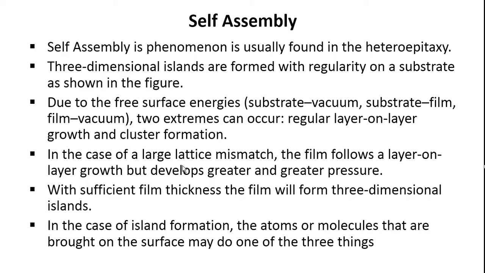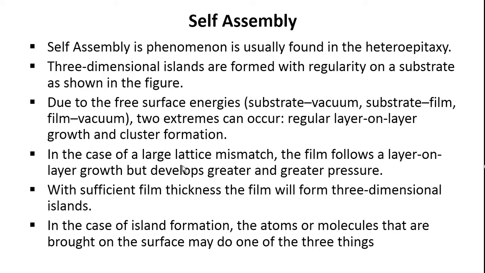With sufficient film thickness, this film will form three-dimensional islands. When this layer-by-layer growth takes place, the thickness will gradually increase, isn't it? So upon sufficient thickness, this film will have a three-dimensional island formation. That is in the form of a three-dimensional system, formed in the form of an island, which may be either a cluster formation or a layer-on-layer growth formation, and that ultimately gives a three-dimensional growth of islands. Okay, so it's a three-dimensional growth of islands.